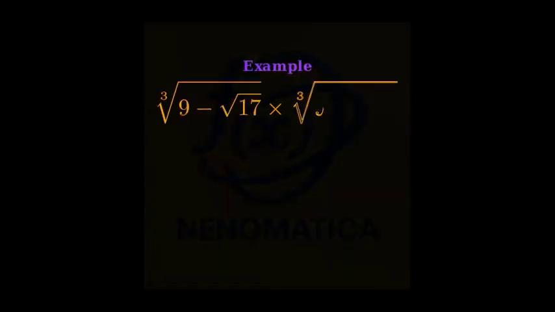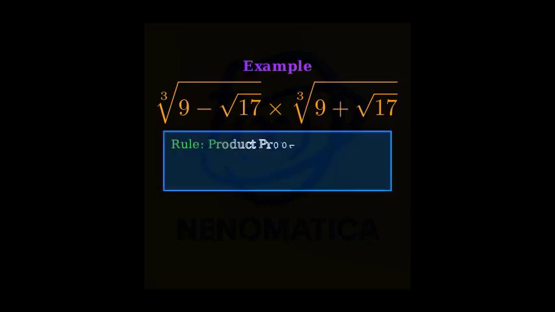Let's look at our example problem. We need to find the product of the cube root of 9 minus square root of 17 multiplied by the cube root of 9 plus square root of 17. Let's start solving this step by step. First, we'll apply the rule for multiplying expressions with the same radical index. When we multiply expressions with the same index, we can multiply what's inside the radicals and keep the same index.